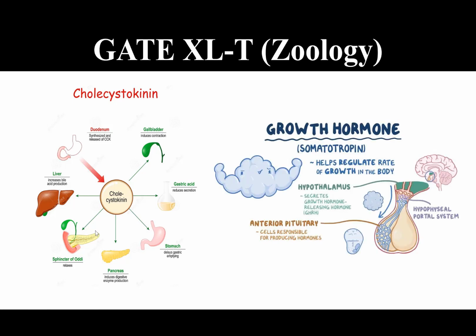The last one is somatotropin, which is also called the growth hormone. It follows the HP axis, or hypophyseal portal system, to get released from the anterior pituitary. So at the start, the hypothalamus secretes the growth hormone releasing hormone, which then follows this system to reach the anterior pituitary, where it induces the secretion of the somatotropin. And as the name suggests, it is involved in regulating the rate of growth in the body.